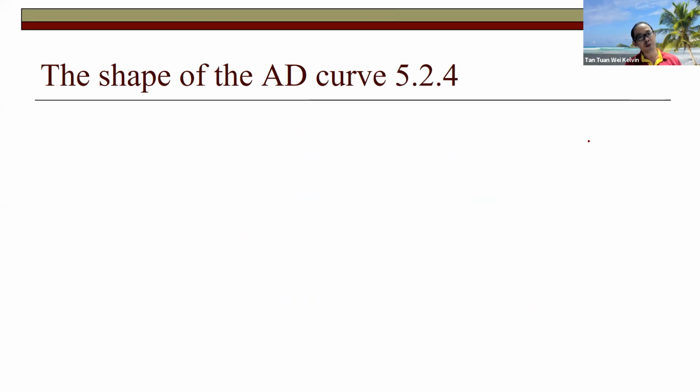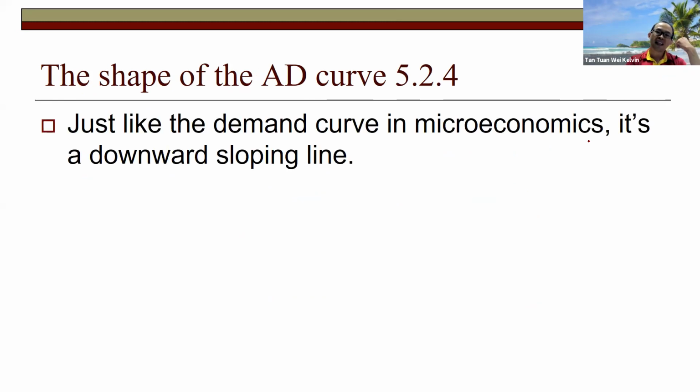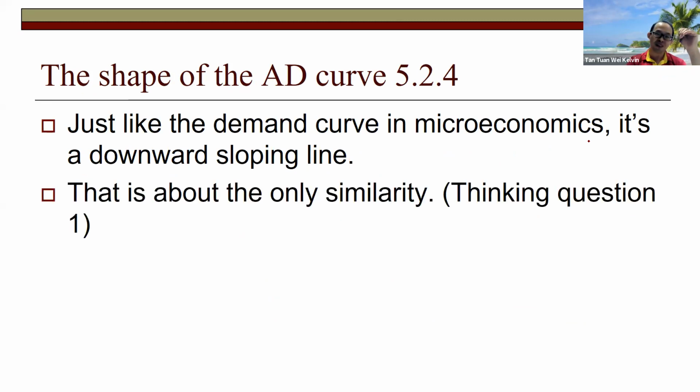The shape of the AD curve, let's turn to 5.2.4. The shape of the AD curve is basically downward sloping, just like your demand curve. So if you look at thinking question 1, where they ask you to compare the similarities and differences, that is actually the only similarity. Both the microeconomic demand curve as well as the macroeconomic aggregate demand curve are both downward sloping. The rest are all different. Okay, you can go through with your tutors in class and your tutors will show you the answer. But as of now, I can tell you that is the only similarity.